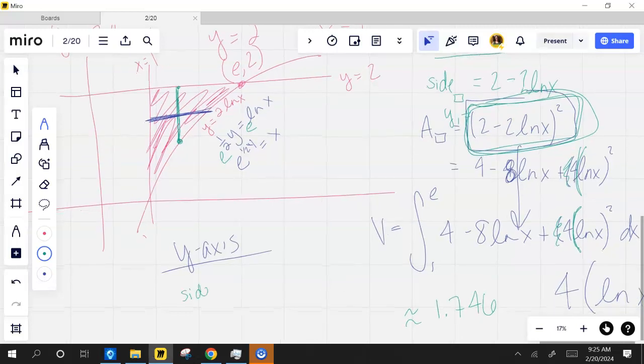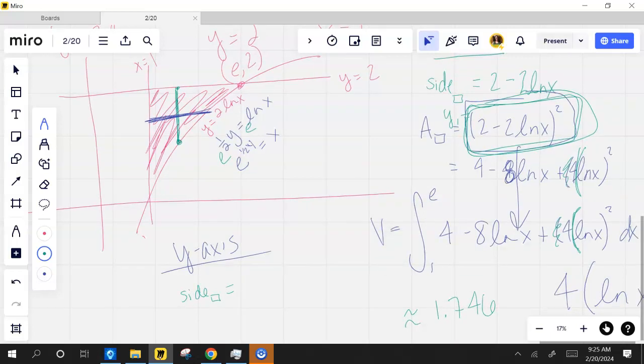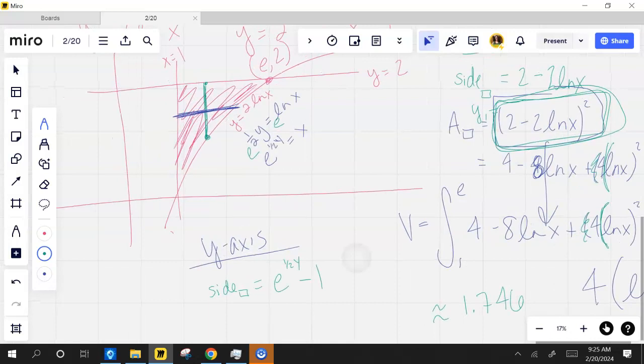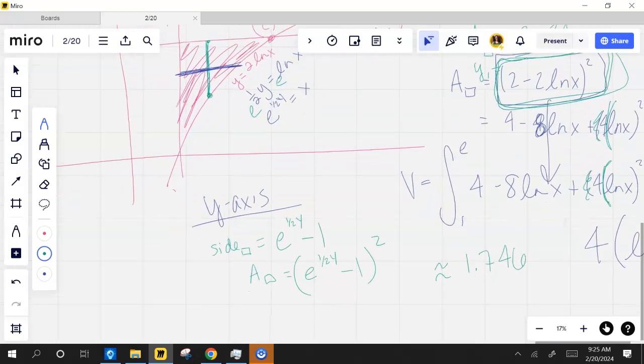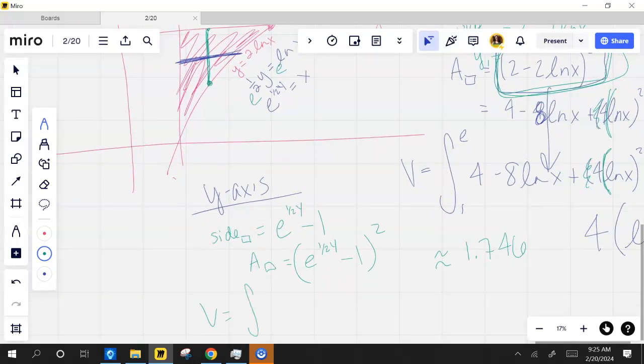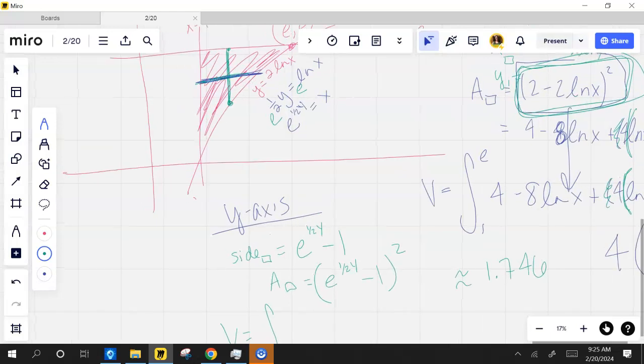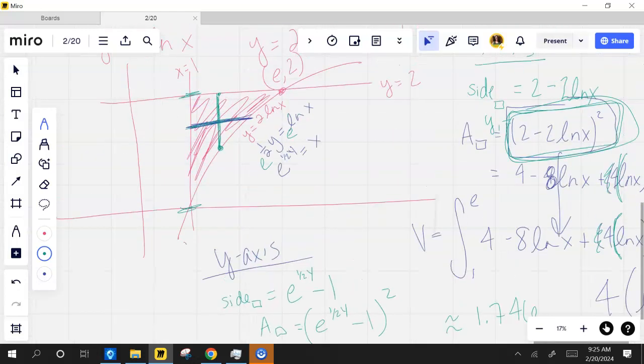So one side of my square is going to be, do your right one first, right? e to the 1/2 y minus 1. Okay, so your bounds are in terms of y, right? So my volume is going to be, and I'm going on y's. This time this is my cross section, so I'm going from here to here on y. So from 0 up to 2.